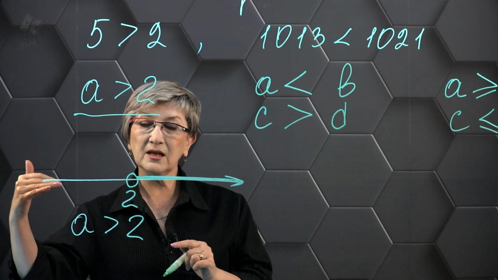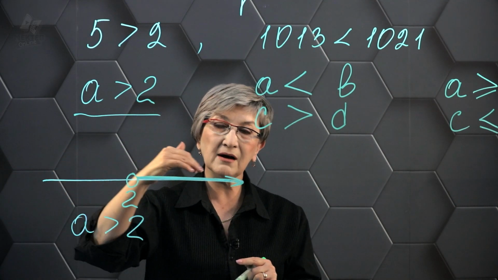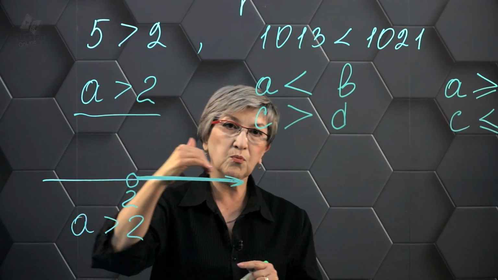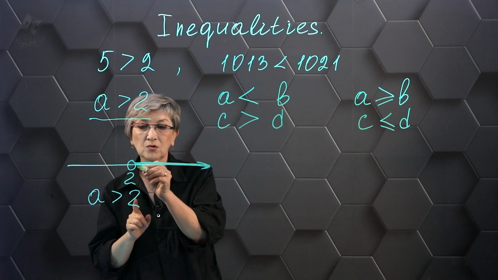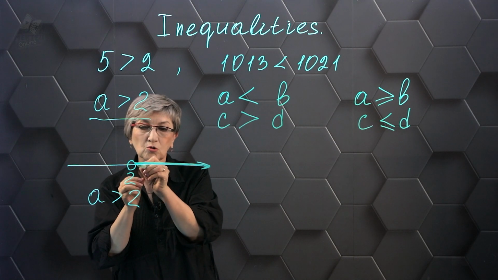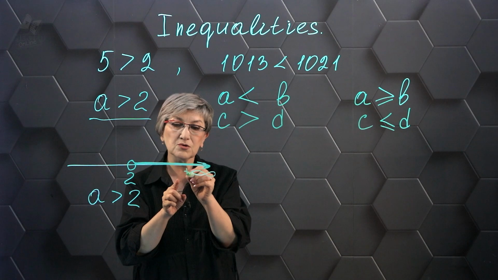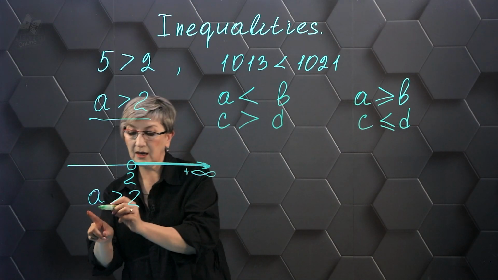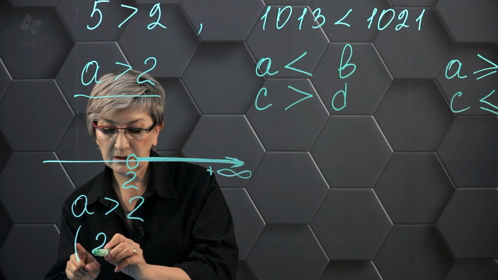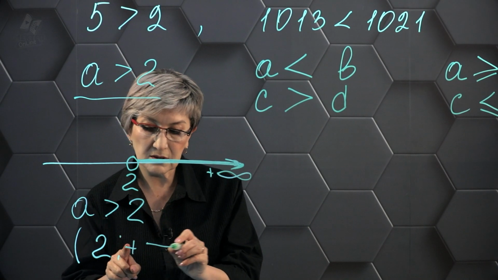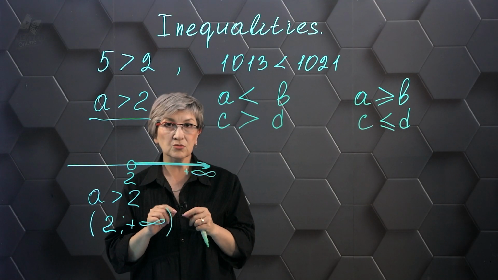When we write as an interval, we always write the solution moving from left to right, from the smaller number to the larger number. If I look at this coordinate line, we can see that the solution starts at point 2. And the largest number is plus infinity. So we're going to write this answer as a parenthesis, from 2 to plus infinity.